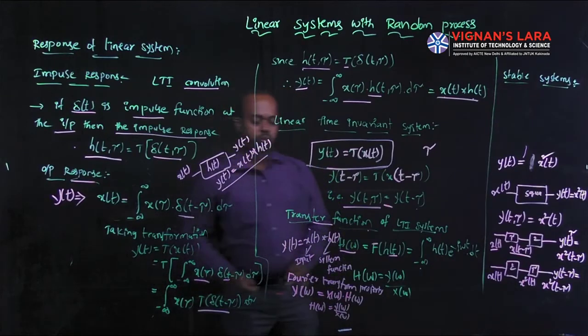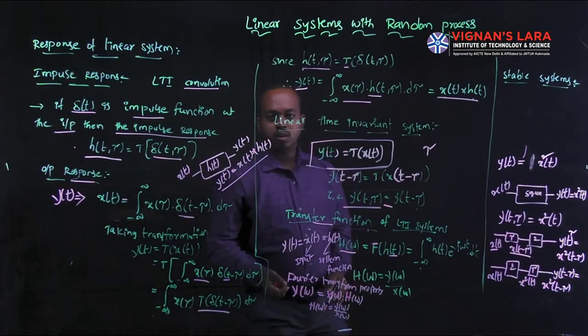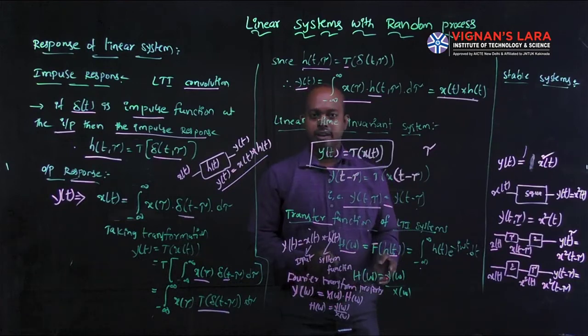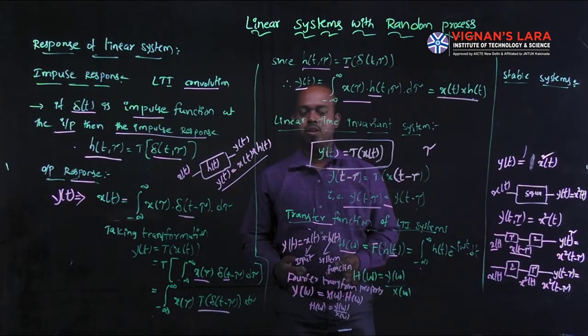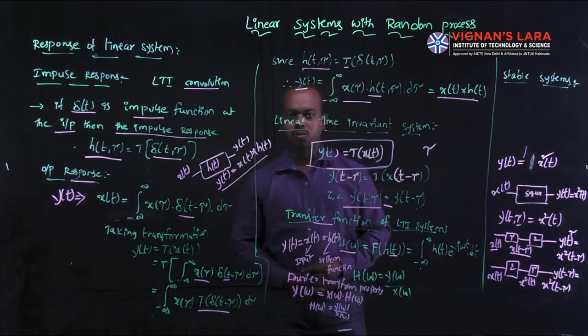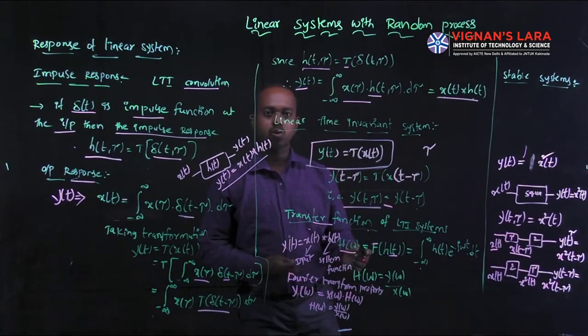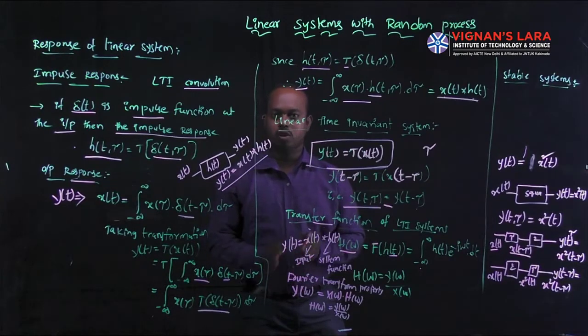From this relation, we can say that the transfer function is defined as the Fourier transform of the output signal divided by the Fourier transform of the input signal. This is the definition of the transfer function of LTI systems. In LTI systems, the transfer function is the Fourier transform of the output divided by the Fourier transform of the input.